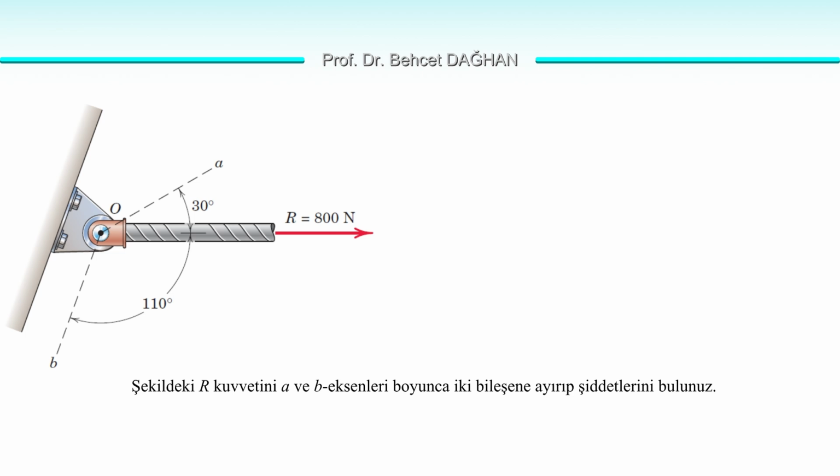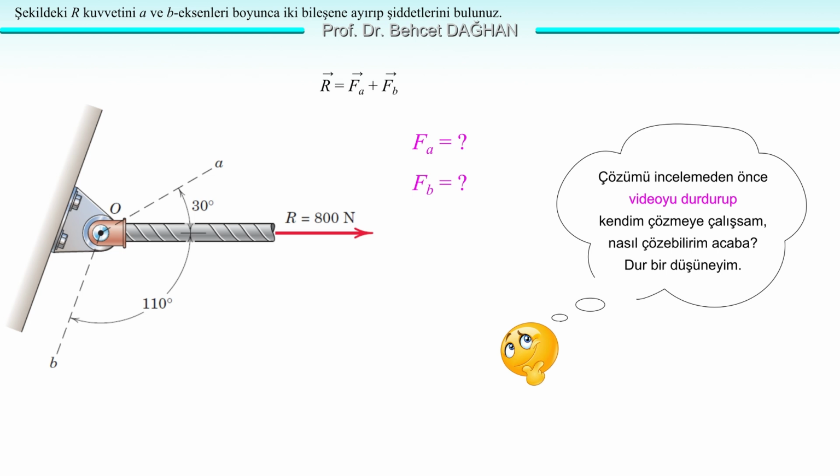Decompose the force R in the figure into two components along the A and B axes and find their magnitudes. A force R with a magnitude of 800 Newton is given. It's horizontal and directed to the right. The A-axis makes an angle of 30 degrees with the horizontal. The B-axis makes an angle of 110 degrees, as shown in the figure. A and B are the components of R, R is the resultant. FA and FB are the components. We'll find the magnitudes of these components. Their directions are given.